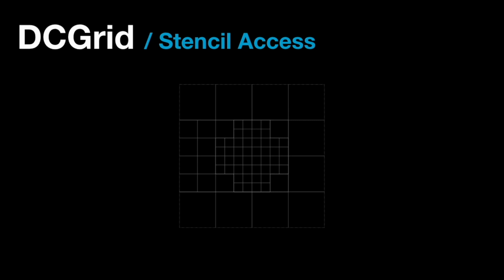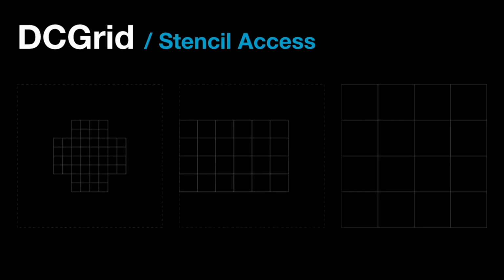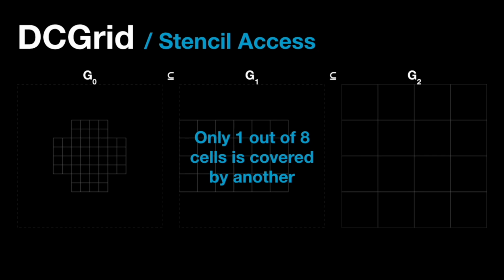To efficiently perform stencil access in DCGrid, we restrict the grid layout of each of the grids in the hierarchy such that the area spanned by a fine grid, here on the left, is always a subset of the area spanned by the coarser grids. This does introduce some redundant low-resolution cells. However, as the resolution between each level of the hierarchy differs by a factor of 2, at most 1 out of 8 cells can be covered by another cell in any configuration.